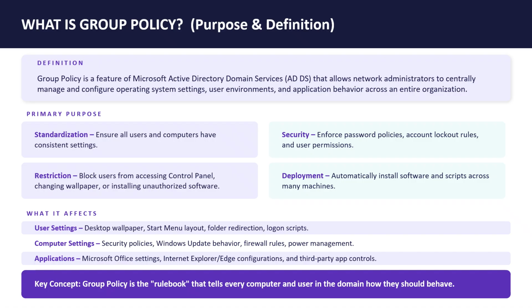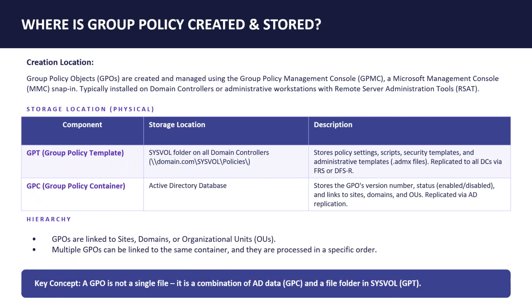Group policy affects two main types of objects. User settings include desktop wallpaper, start menu layout, folder redirection, and logon scripts. Computer settings include security policies, Windows update behavior, firewall rules, and power management. Applications are also affected, including Microsoft Office, Internet Explorer, and third-party controls. Think of group policy as the rulebook that tells every computer and user in the domain exactly how they should behave. Without it, managing a large network would be chaotic and inconsistent.